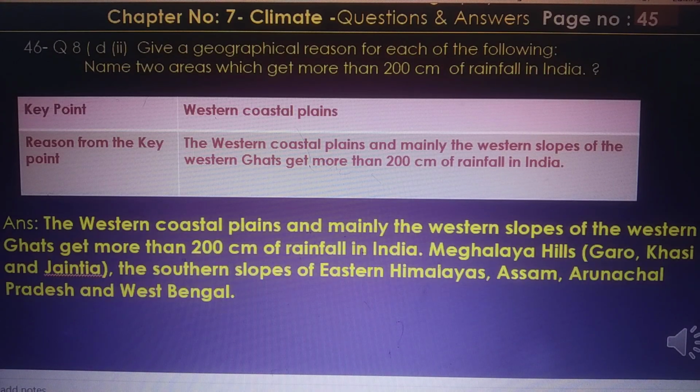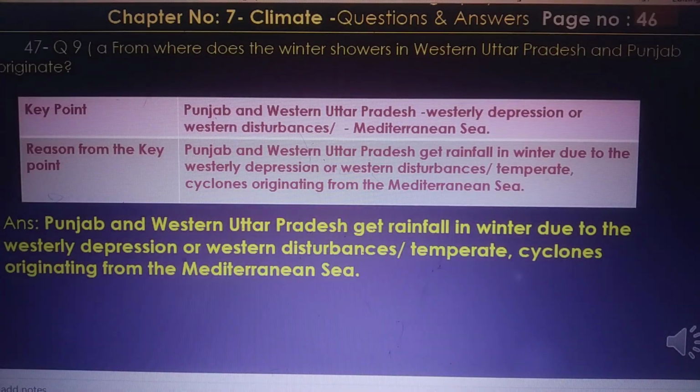Question number 46. Name two areas which get more than 200 centimetres of rainfall in India. Key points: western coastal plains. Reason from the key points: the western coastal plains, mainly the western slopes of the Western Ghats, get more than 200 centimetres of rainfall in India.